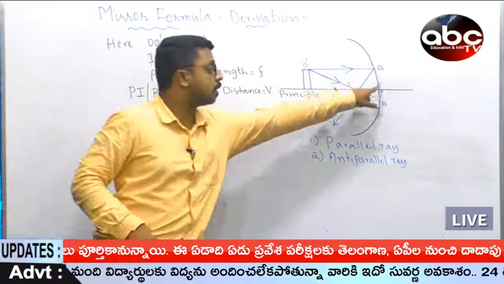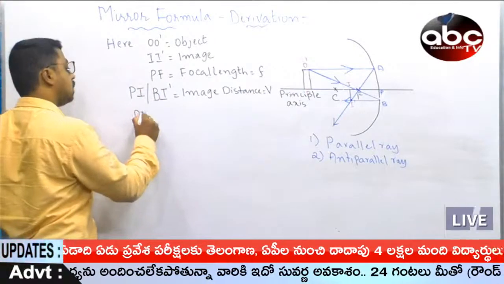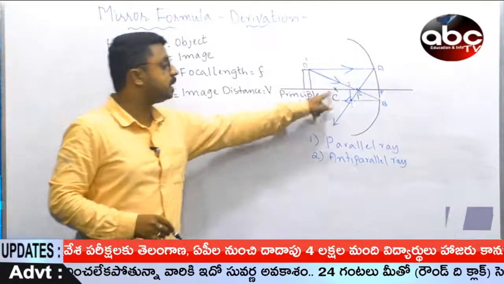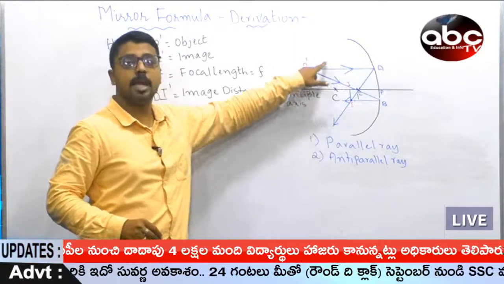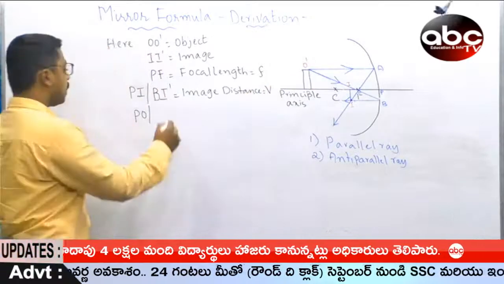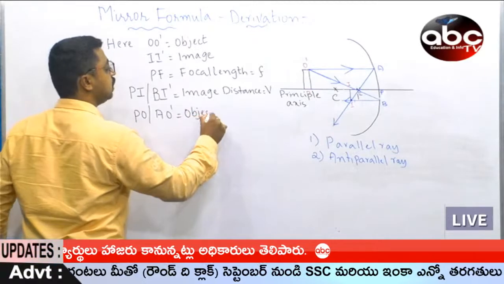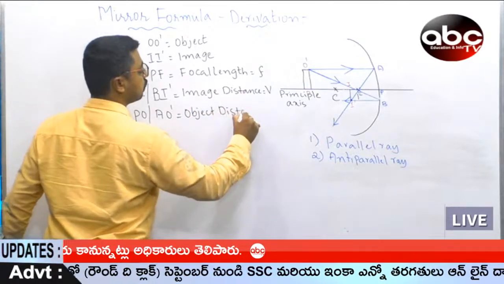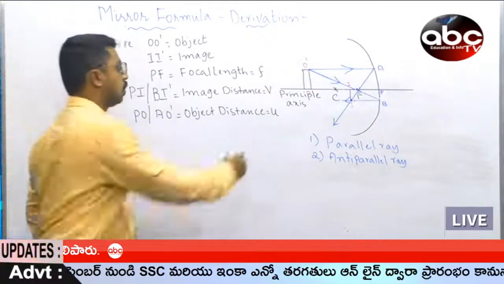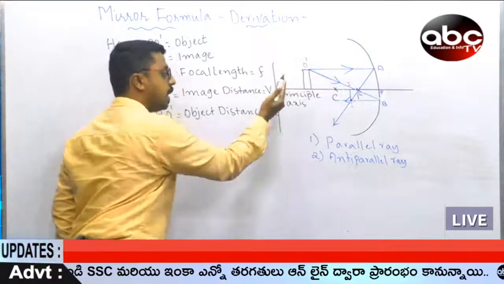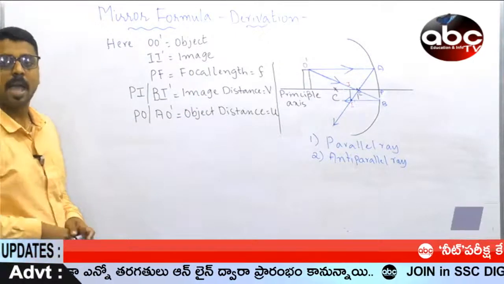Whereas the next one, P to O, this distance is nothing but called the object distance. As per the diagram, A to O dash is also the same. Because of this reason, A to O dash is also taken as the object distance, which can be given as u. This is separate, this is separate. So we have analyzed the data.